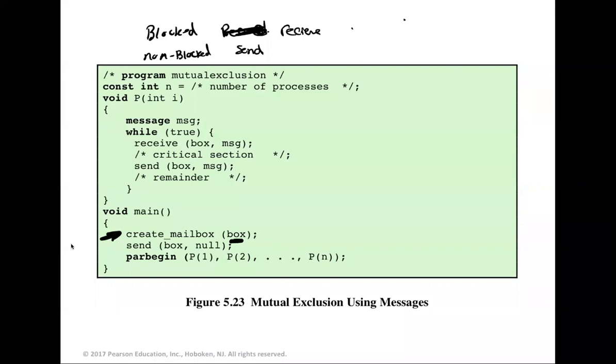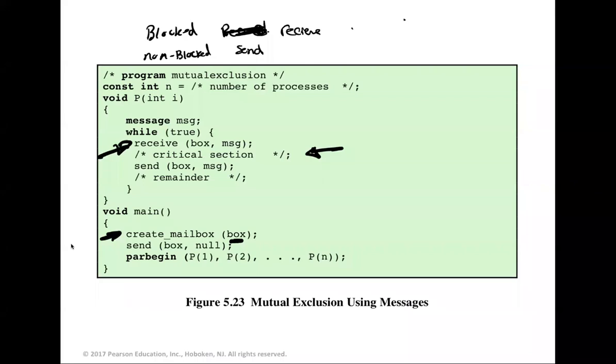A process wishing to enter its critical section will first attempt to receive a message. If the mailbox is empty, then the process is blocked. Once a process has acquired the message, it performs its critical section and then places the message back into the mailbox. Thus, the message functions as a token that is passed from process to process.